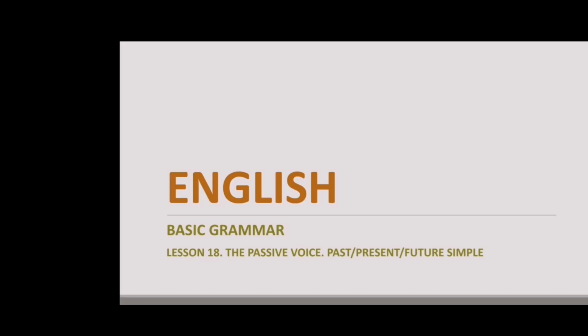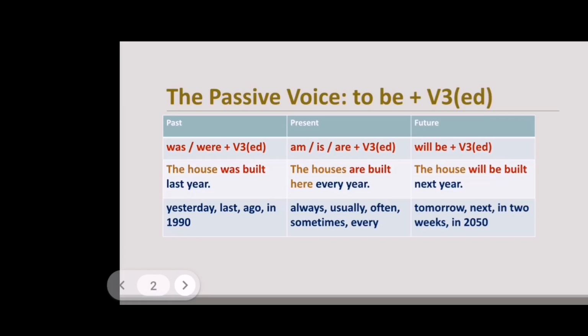Today lesson number 18, the passive voice, and we'll start with the whole simple group, past simple, present simple and future simple. The general formula for the passive voice is to be plus the main verb in the third form or with ending ed. So now it is easy and clear.